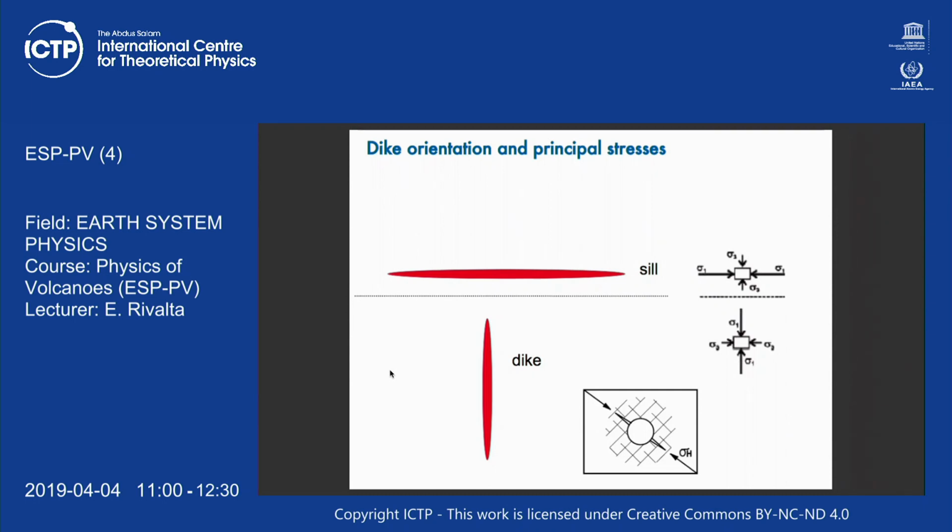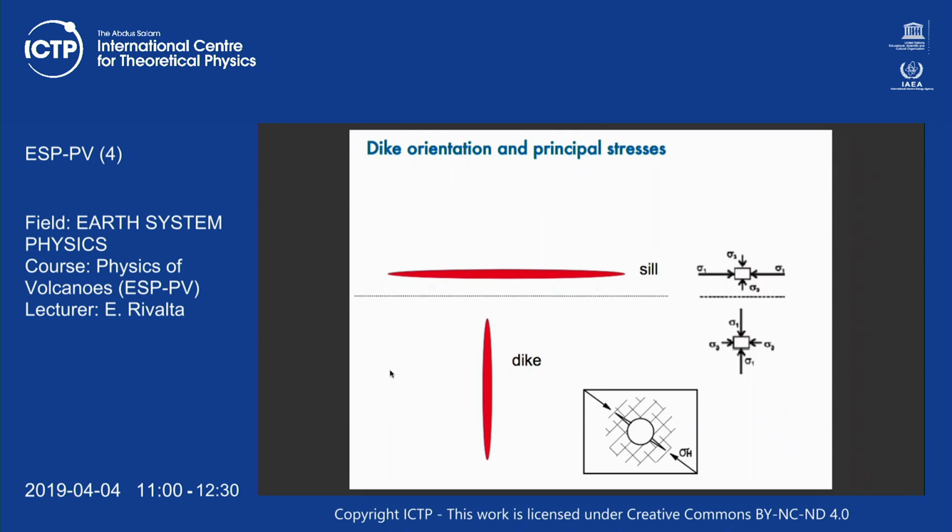One is most compressive, one is least compressive, and one is intermediate. They are often called sigma 1, the most compressive, and sigma 3, the least compressive. It depends on the assumptions, whether they are positive or negative. It's conventional, and it depends if people are more geologists, or more engineers, or more physicists, what they use.